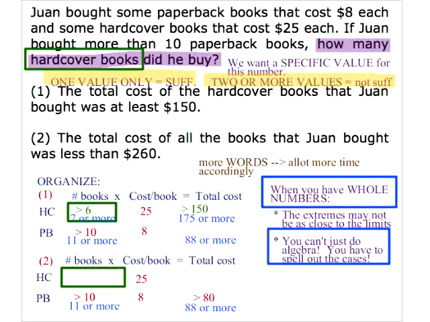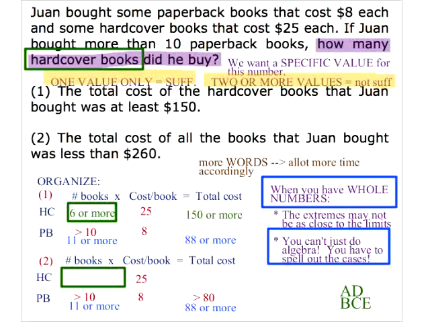It does say at least. Thank you. So that was me not paying attention, so let's fix that. This should be 150 or more. And so that's 6 or more. Still not sufficient for the same reason, because you have all of the possibilities in the world that are 6 or more books. So thanks for pointing that out. Statement 1 is not sufficient.